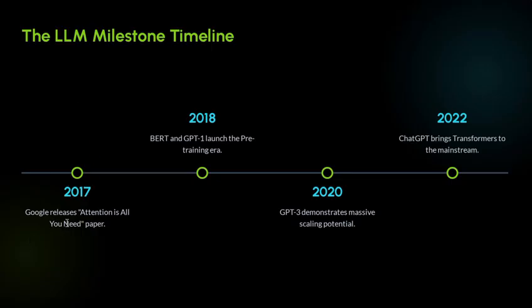You can see here, Google released the Attention Is All You Need paper in 2017, and then GPT-1 was launched in 2018. Only 2 years after, GPT-3 demonstrated massive scaling potential. And then in 2022, it brought transformers to the mainstream. This is like the 2-year progression of each, and a visualization of how AI is changing the world.